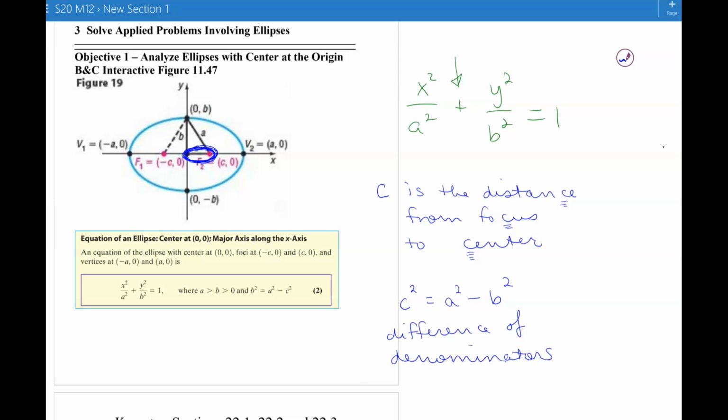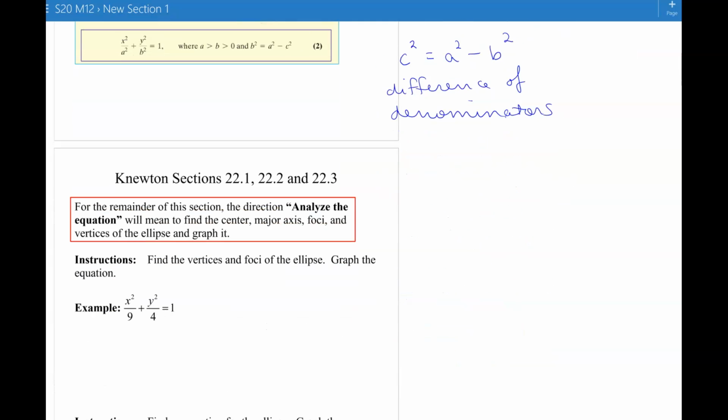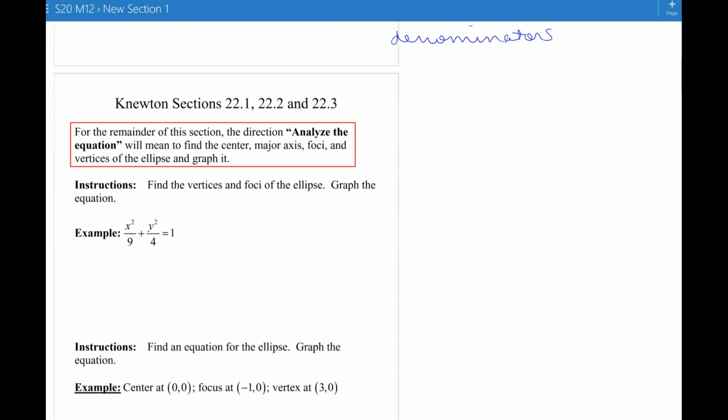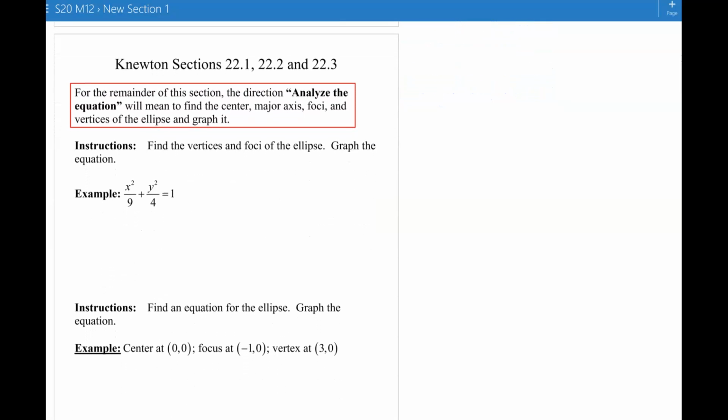And this can be proved using geometry, the Pythagorean theorem, but we're not going to take time to do that. We're going to work on learning about the ellipses. But this difference of the denominators is important. It doesn't matter which one's bigger. Do the difference in the way that gives you a positive number, because c squared has to be a positive number. So when the ellipse is larger in the y direction, then it will be the y's denominator first.